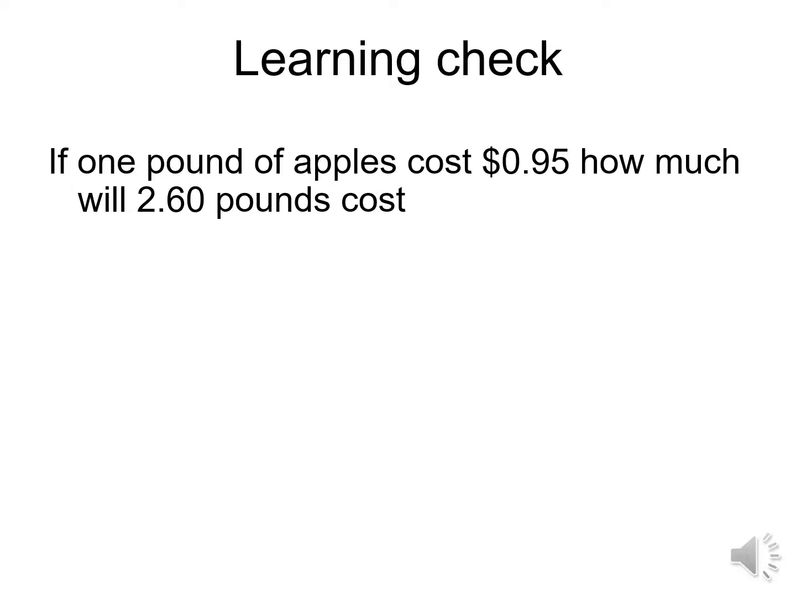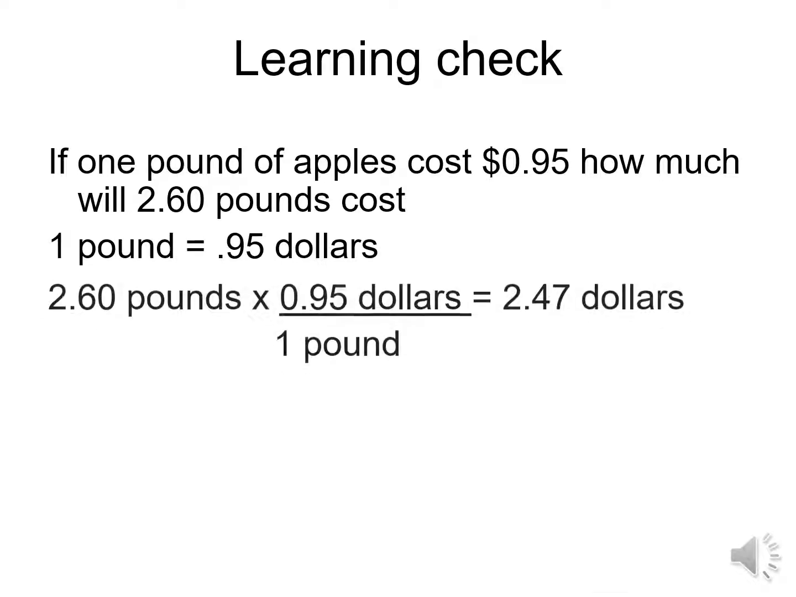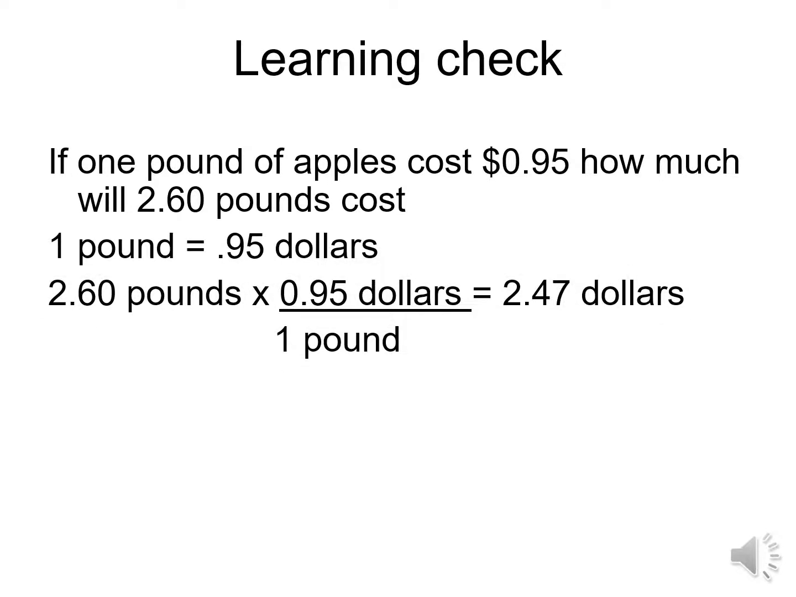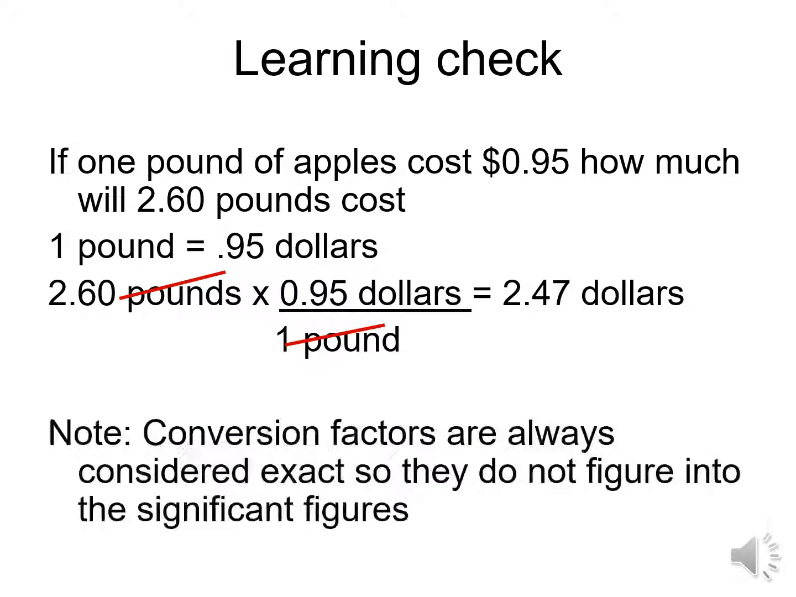Let's try a problem. If a pound of apples costs $0.95, how much will 2.60 pounds cost? Well, our conversion factor is 1 pound equals $0.95. 2.60 pounds times $0.95 over 1 pound, $2.47. Pounds cancel. Unit is going to be dollars. Note here our conversion factors are always considered exact, so they do not figure into the sig figs.